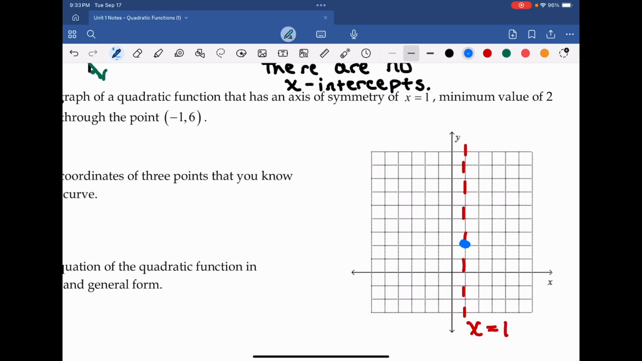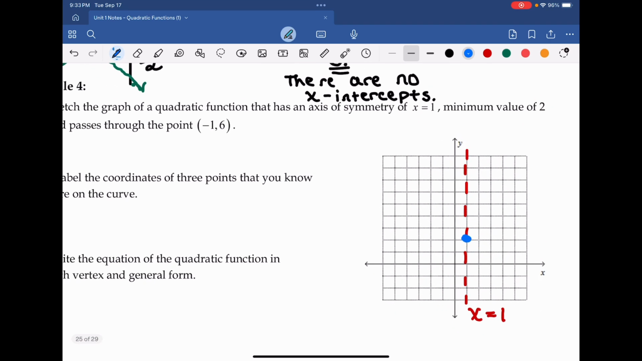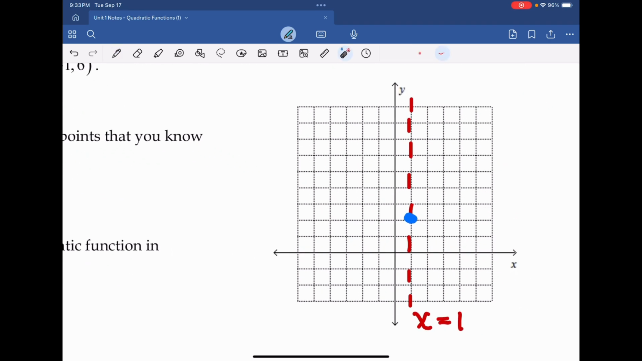Now, we want to label some of these other points. They said it passes through -1 and 6. Well, -1 is right here. 6 is 1, 2, 3, 4, 5, 6. So right up here, we're going to put a dot right here. And what I'm going to start by doing is just labeling these points here. This one was -1 and 6 for y. Our vertex point was equal to +1 and 2, which is our minimum point.